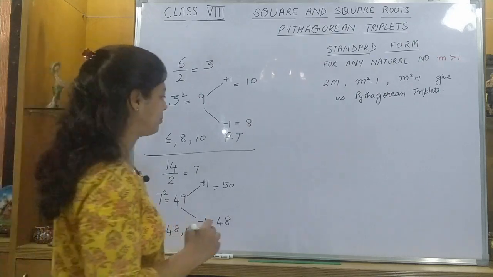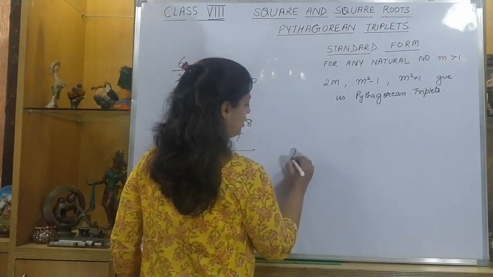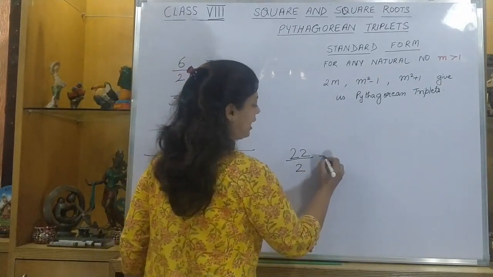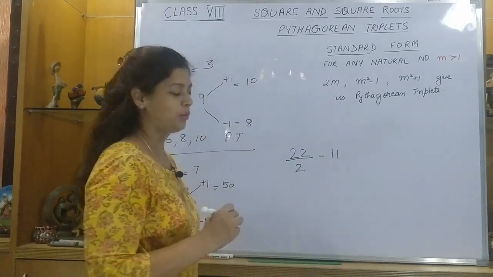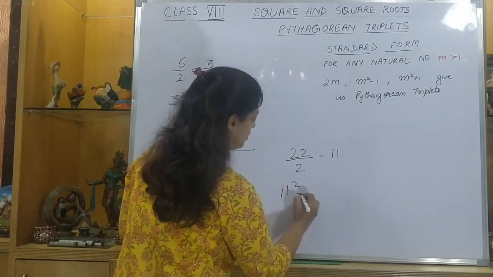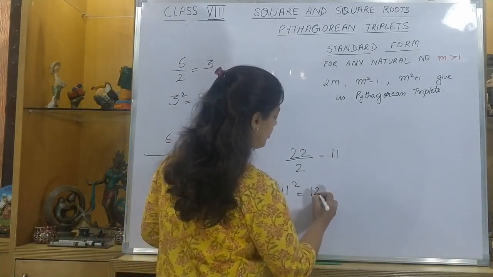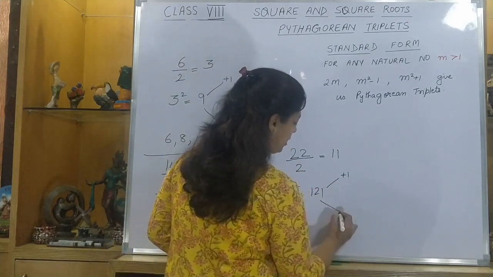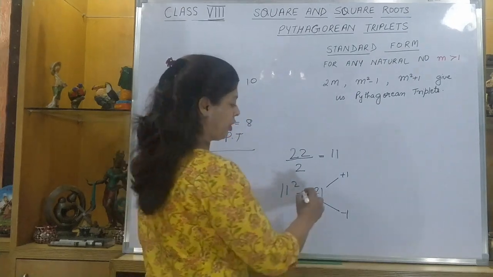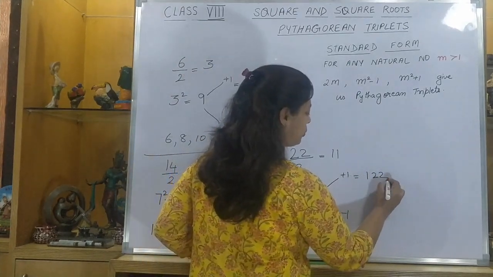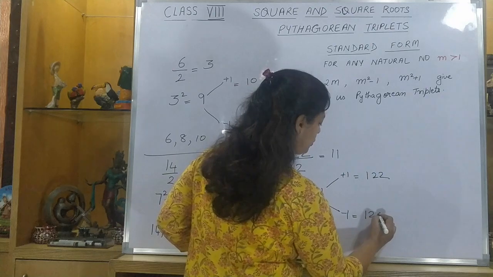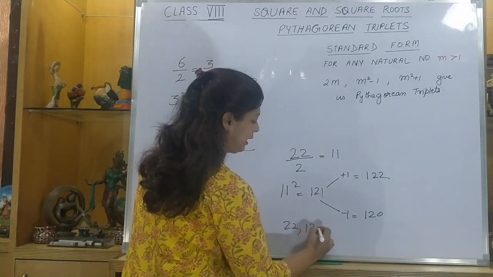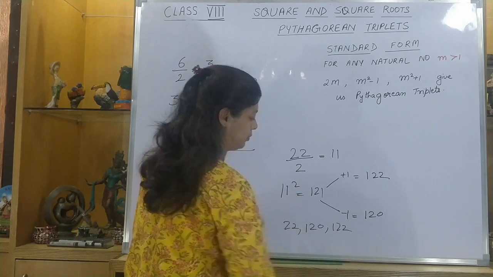I will take a third example. Suppose I have the number 22. Step 1, divide the number by 2, I get 11. Step 2, take the square of this 11. 11 into 11, 121. Step 3, add 1 to this and subtract 1 from 121. On adding I get 122, on subtracting I get 120. So my triplets will be 22, 120 and 122.